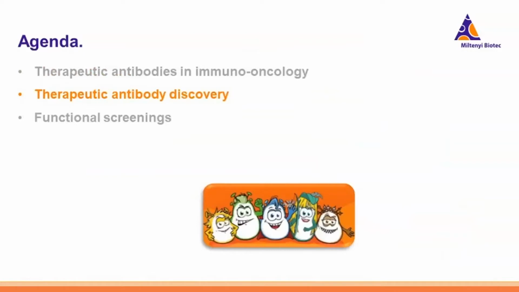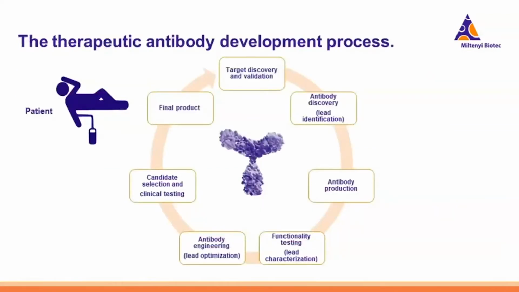So that was it for my introduction. Now we'll directly hop into the topic of the whole therapeutic antibody discovery process, and this has several steps. You really start with the target discovery and validation, so you really want to see what the new tumor target might be. What can we direct our therapies against? How can we direct our therapies against this tumor?